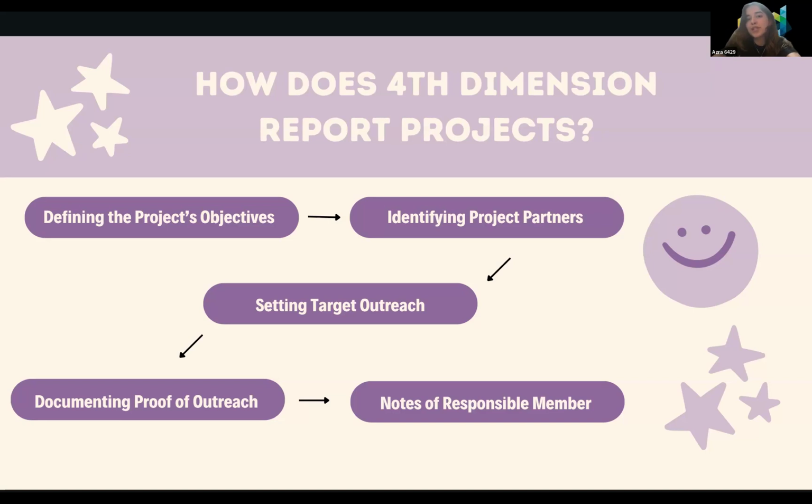For example, after hosting a STEM workshop, we request a letter from the school confirming the number of students who attended and how they engaged. By documenting each step in collecting proof of impact, we ensure that our projects are not only meaningful, but also credible. It helps us maintain transparency and showcase the measurable outcomes of our efforts.